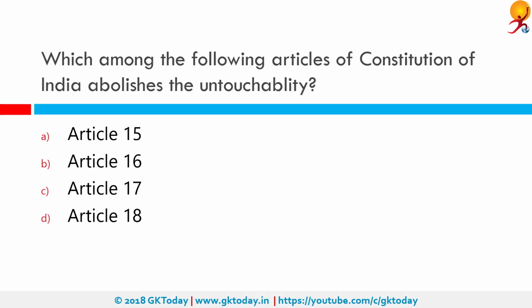Which among the following articles of Constitution of India abolishes untouchability? Abolition of untouchability has been included among fundamental rights under Article 17. This is one of the few fundamental rights available against individuals. To make untouchability law further strong, Parliament passed Untouchability Offences Act in 1955, which came into force on 1st June 1955. This act was further amended and renamed in 1976 as Protection of Civil Rights Act 1955.